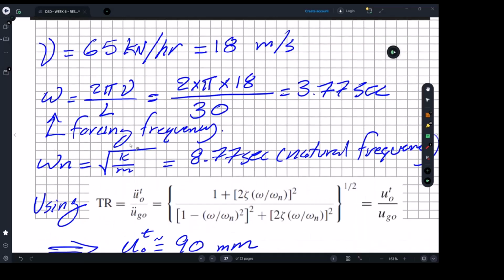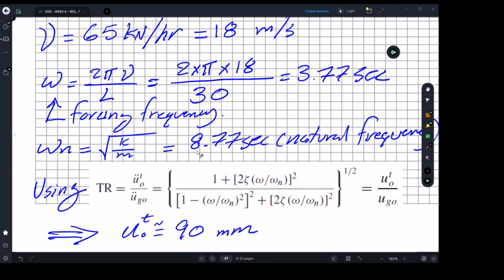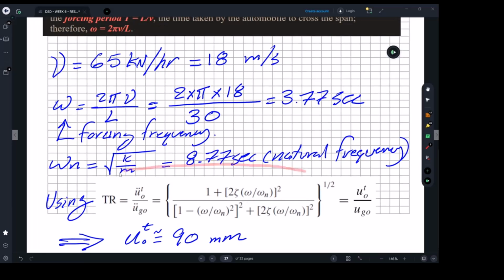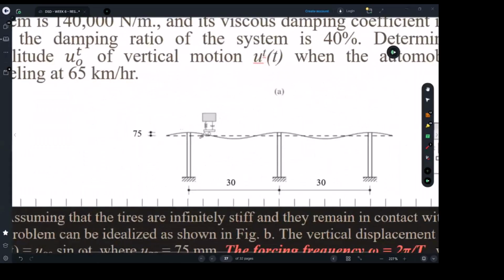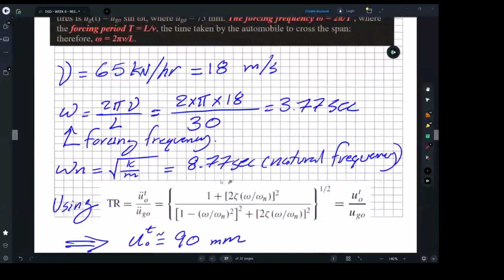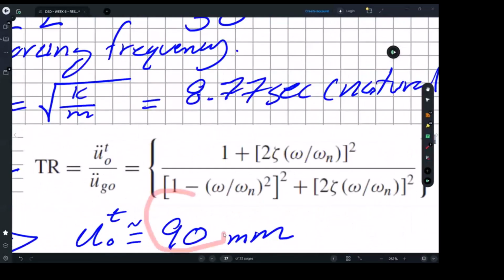Now from here, I should be able to define my natural frequency. So that was the forcing frequency. On the other side, I have my natural frequency, which is just this square root formula, and it was found to be 8.77. Now you are at the stage simply where you can directly apply your transmissibility ratio, which will end up giving you the displacement imposed on the vehicle due to this creep we have in the bridge. It was found to be 90 millimeters.